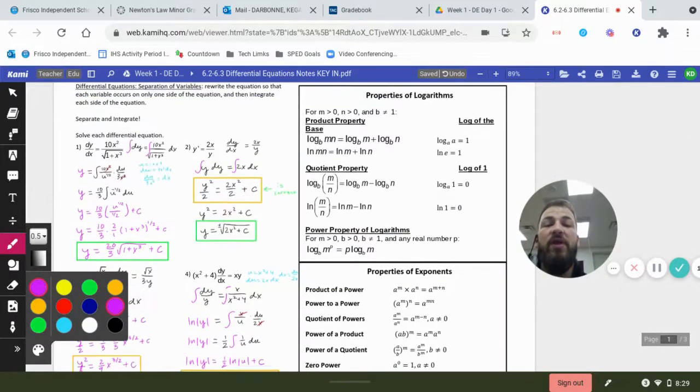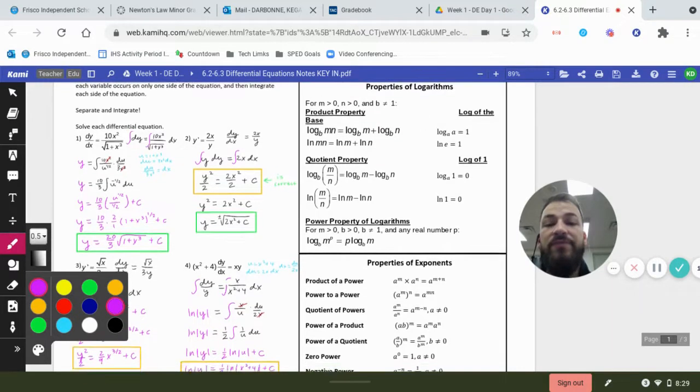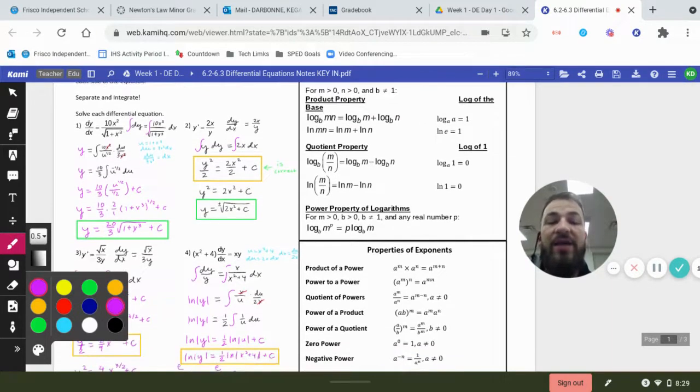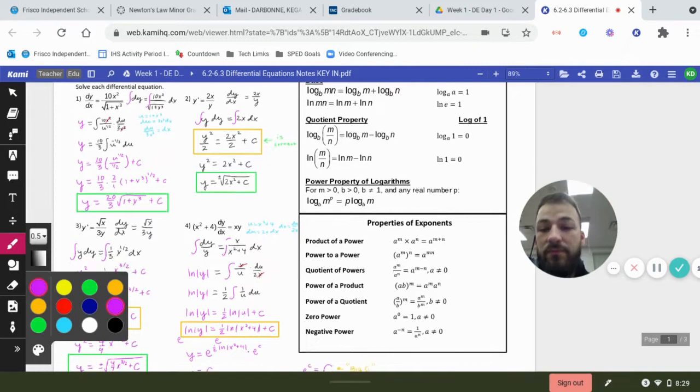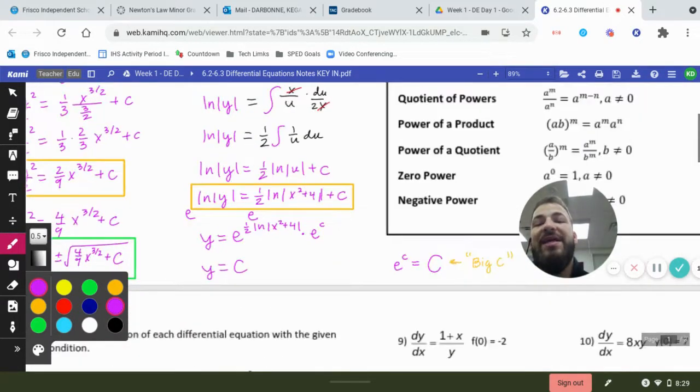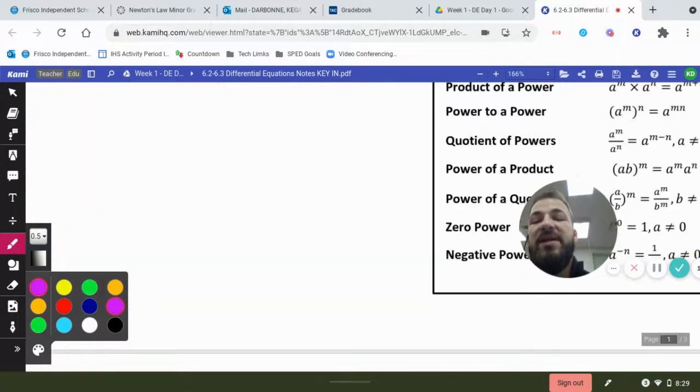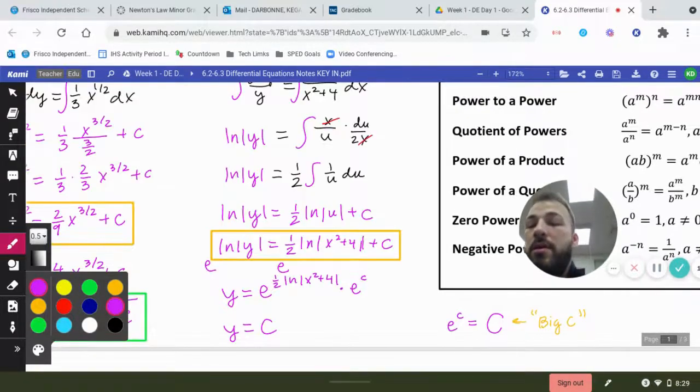That's another one of my properties. It's a property of logarithms that if I have a constant being multiplied out front, I can move that constant in. So p times log base b of m is the same as log base b of m to the power of p. So I can move that power to the inside. So this becomes c times e to the natural log of the square root of x squared plus 4.